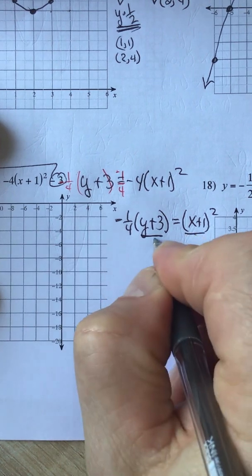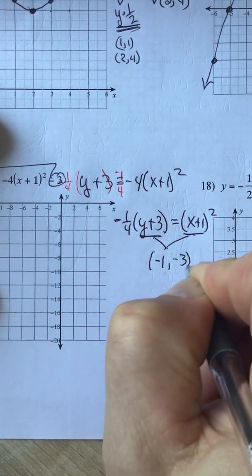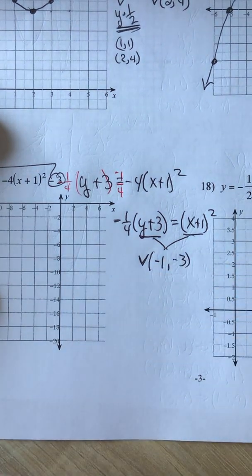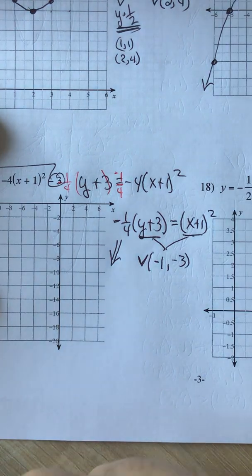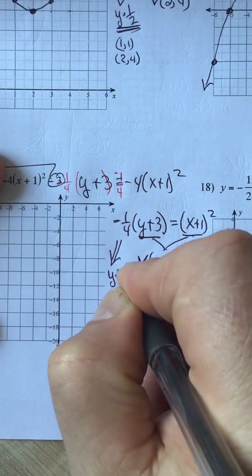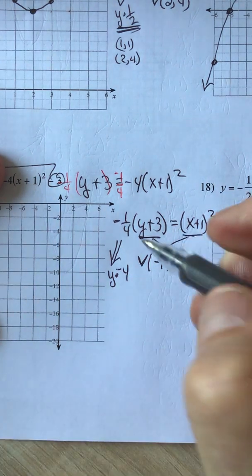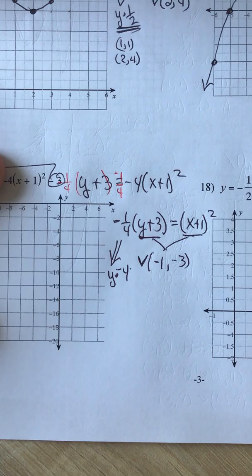Okay, here's the vertex. Those two make a vertex. The x will be -1, the y will be -3. So there's the vertex. Okay, the multiplier has to force a +1 when multiplying. So all the y's are going to get multiplied by -4. That means it's 4 times taller, upside down.